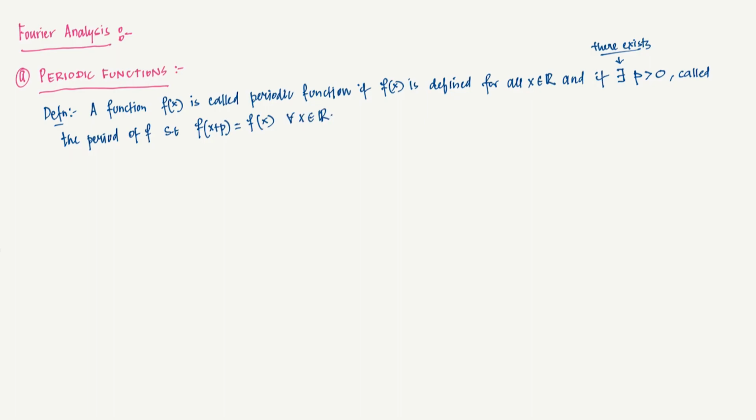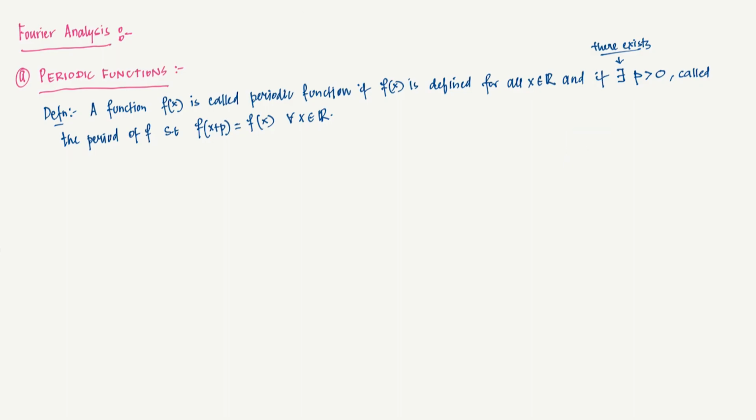So what do I mean by this? What I mean is essentially after a p interval. If you start from x and end up at x plus p, the value of the function at the point x and the value at the point x plus p has to be the same. Whatever it does in between does not really matter, but at these two points it has to be the same, and this should hold for all x in R.